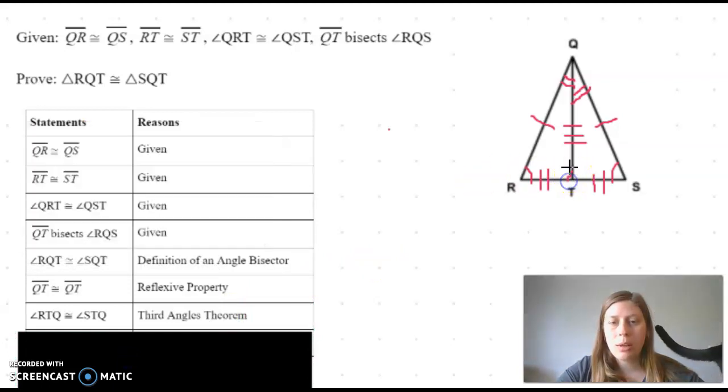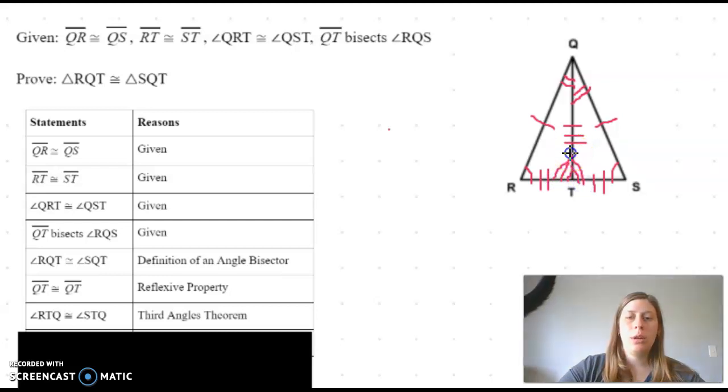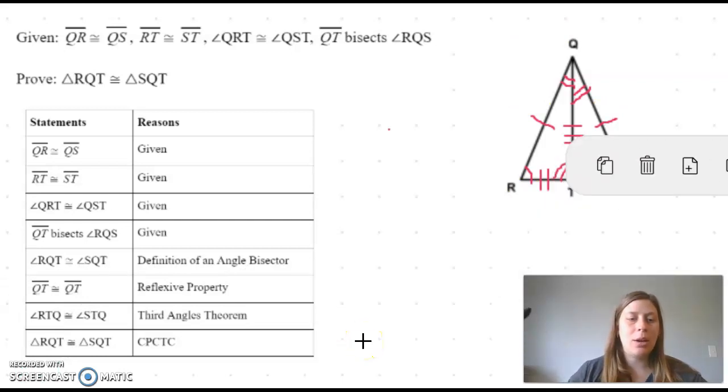So I can do 3 swoop marks and another 3. So because we showed all the parts of each triangle were congruent to each other, we now know that triangle RQT is congruent to triangle SQT. And we know it by the CPCTC that congruent parts of congruent triangles are congruent.